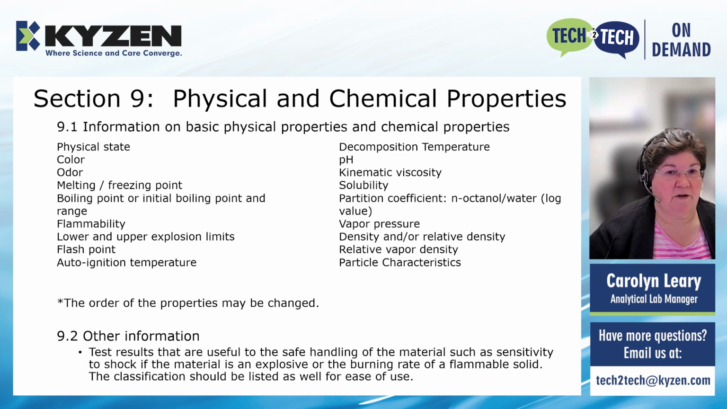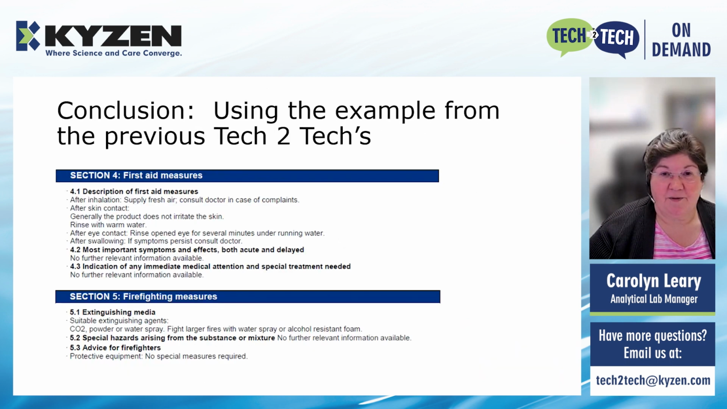Section 9.2 is other information. This is information that would be useful for safe handling, such as whether the product is sensitive to shock, or if it's a solid and flammable, providing information on the burn rate and things of that nature. Again, properties that are not included in the list above, but important when doing a risk assessment of that material in your facility.